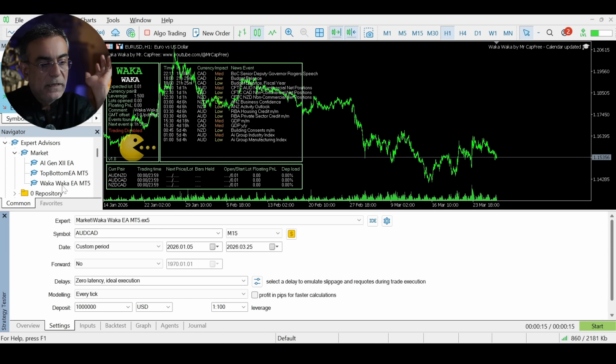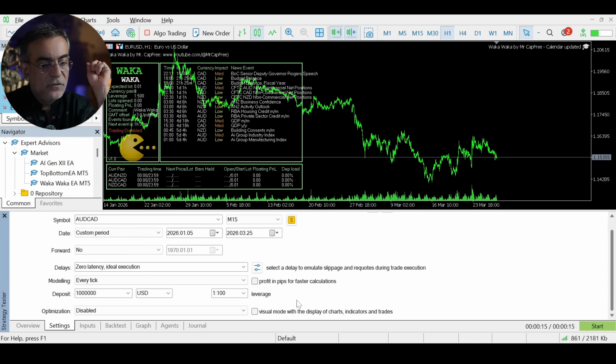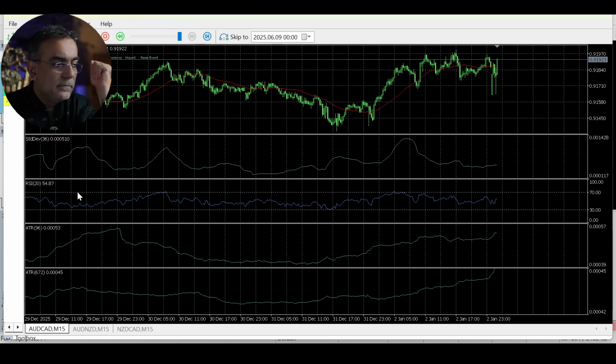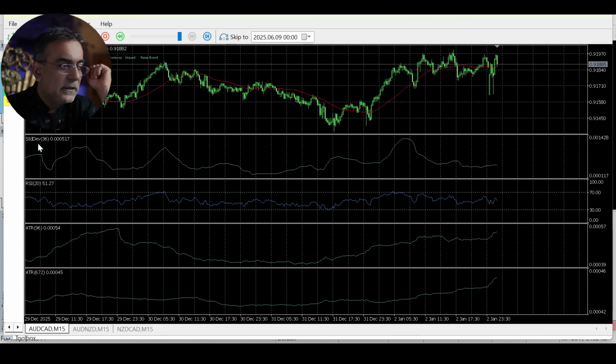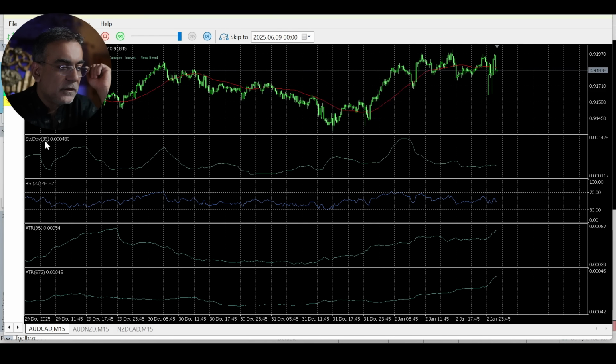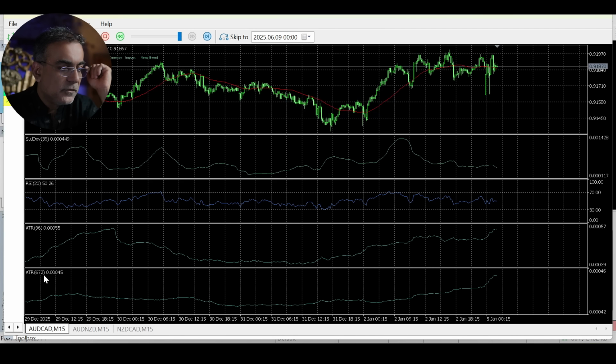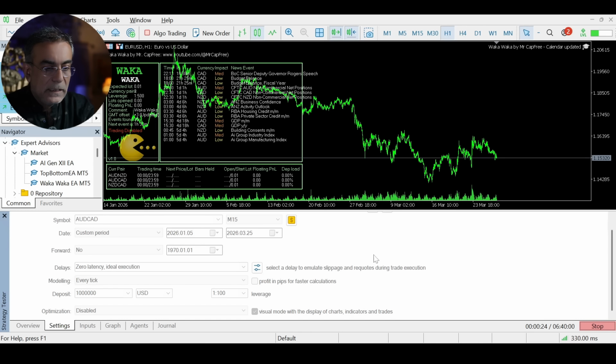Let's first try and see how this EA works. So this is from the market, and I'm gonna run a visual test. Now this is gonna take forever to run because there are a lot of indicators and there is a panel as well. But what we can see here is that the EA is based on a standard deviation 36, RSI 20, ATR 96, and ATR 672. So we're gonna remember these, and let's go back.